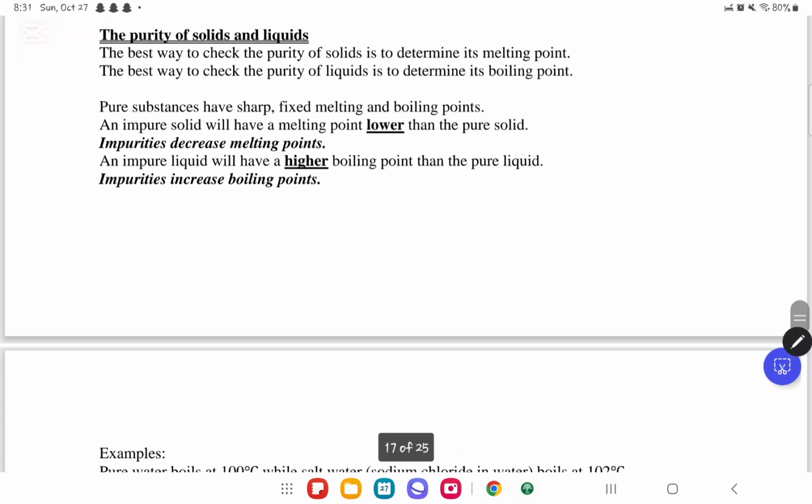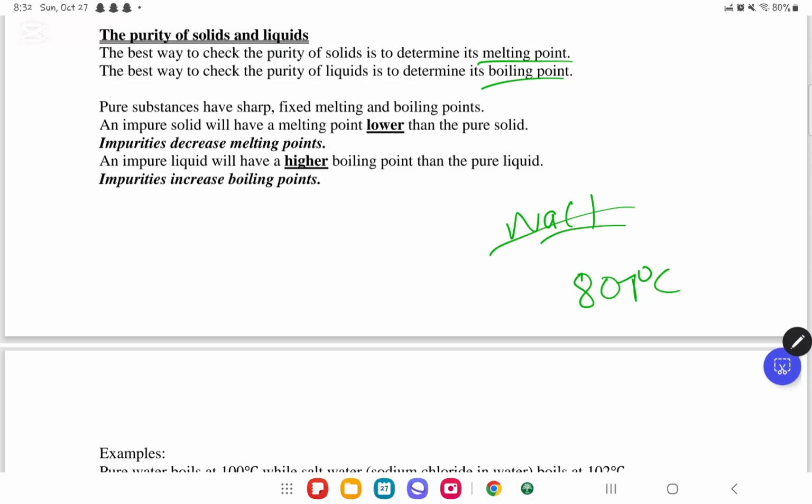So now they're telling us the purity of solids and liquids. To check if a solid or liquid is pure, we have to determine its melting point and boiling point. Very simply, check for the solid its melting point. For example, NaCl. The melting point of NaCl is 801 degrees Celsius. So to check if it's pure NaCl, you make it go to 801 degrees Celsius. If it melts, then it's pure NaCl.